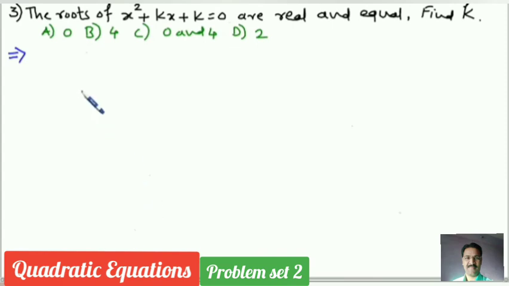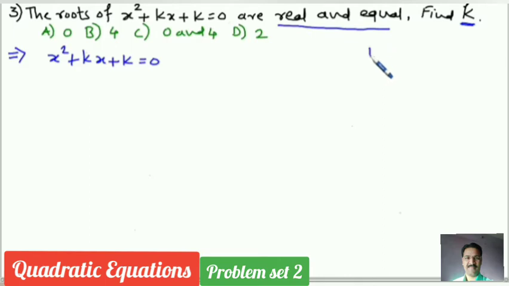Friends, the third one: the roots of x square plus kx plus k is equal to 0 are real and equal. So from that we are going to find the value of k. See friends here, what is the equation given to us? This is x square plus kx plus k equal to 0. Real and equal means what?